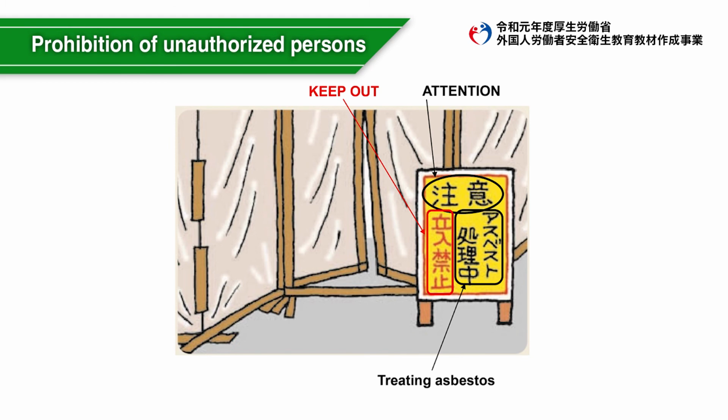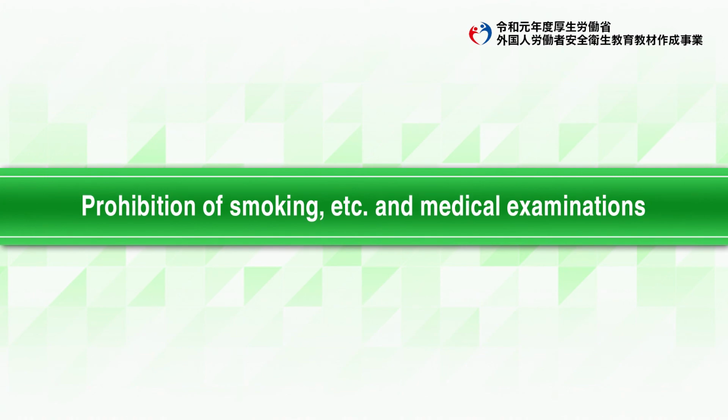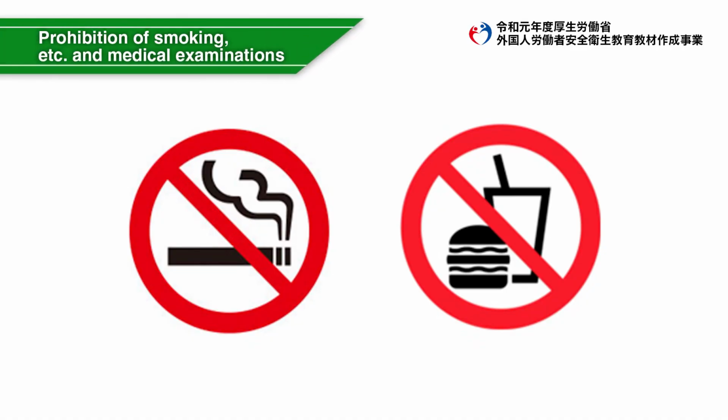Workplaces where handling asbestos are prohibited from entering by persons other than those involved, and signs are displayed at visible places. Smoking, eating, and drinking are prohibited in workplaces where asbestos is handled.